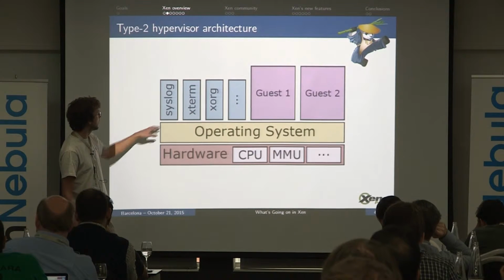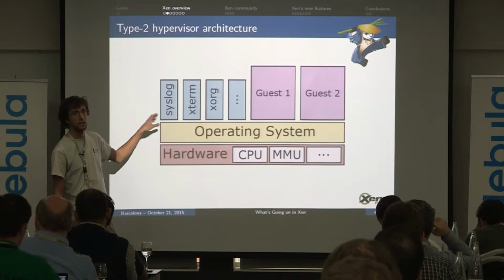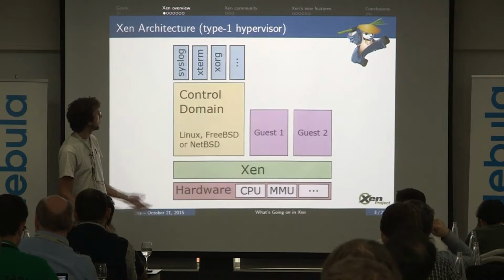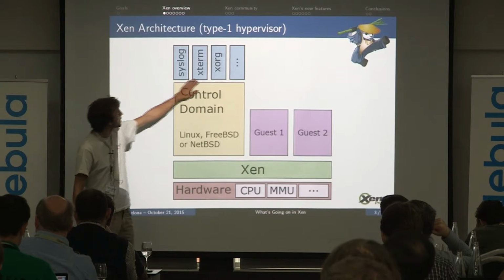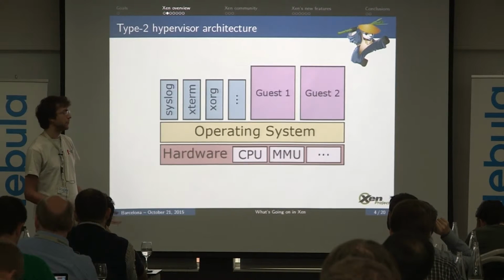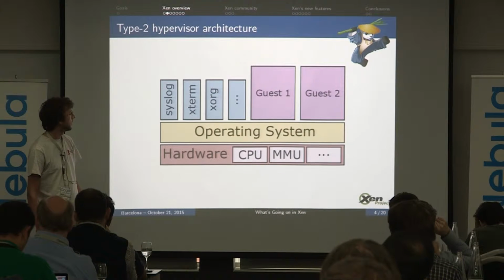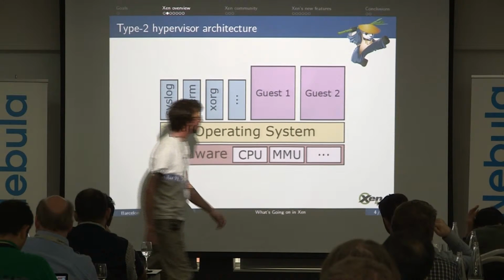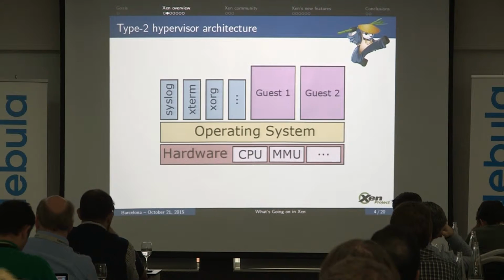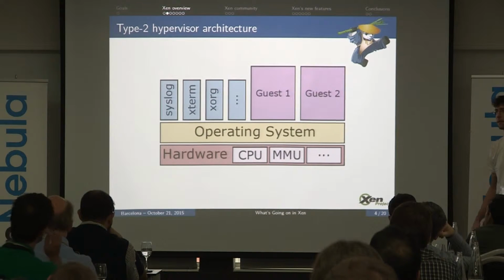I would like to note that on a type 2 hypervisor, for example, guests compete with tasks running inside of the control domain or the host in order to get resources. On the other hand, on a type 1 hypervisor, tasks inside of the host are completely isolated from other guests. They don't compete for resources, for memory, for CPU power, for anything like that. This is quite different. The main examples of type 2 hypervisors are KVM, VirtualBox. I think VMware Player or something like that is also kind of a type 2 hypervisor.